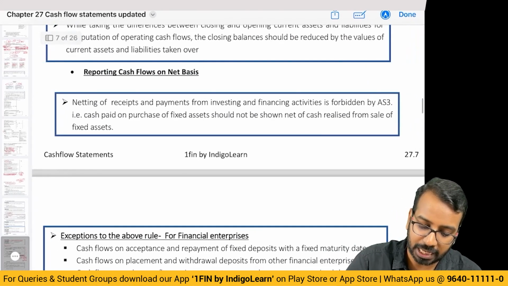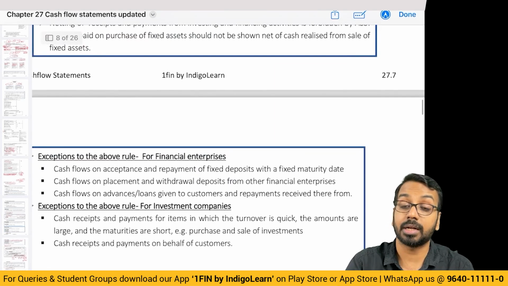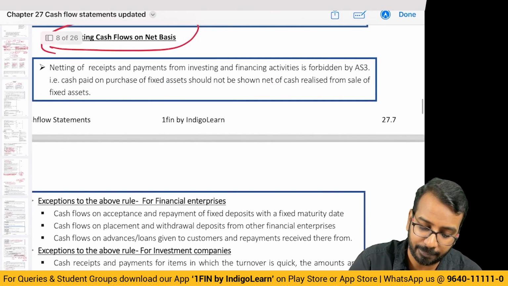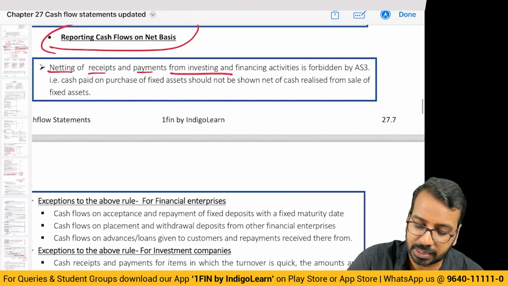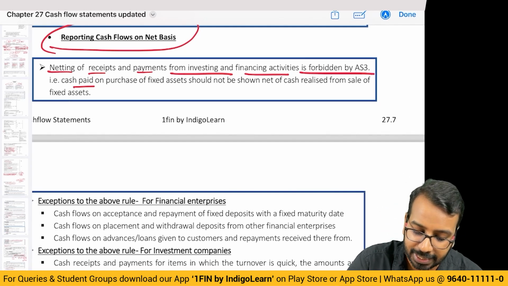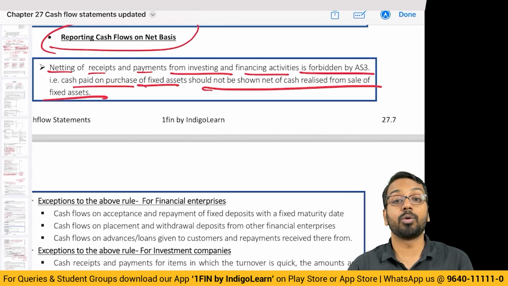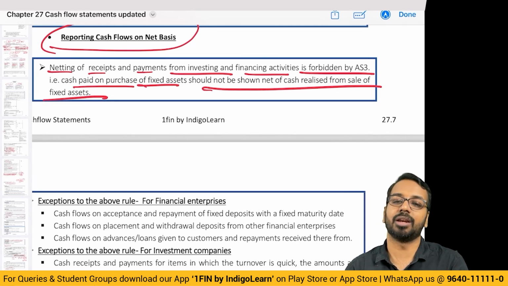Can I report cash flows on a net basis? Yes, it can be presented for specific cases only. Generally, netting of receipts and payments from investing and financing activities is not allowed under Accounting Standard 3. For example, cash paid on purchase of a fixed asset should not be shown as a net amount after deducting cash realized from sale of a fixed asset.